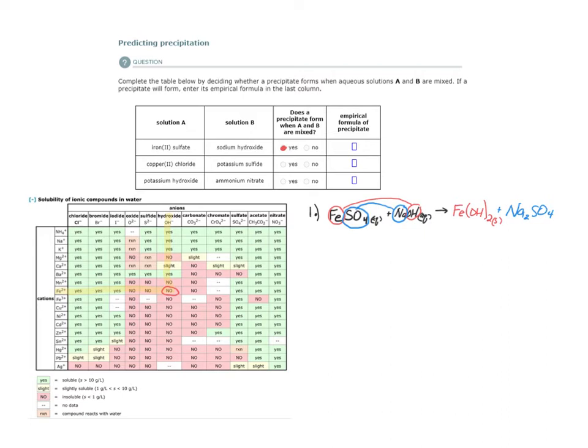What about sodium sulfate? Let's find sodium sulfate in our solubility table. Our cation is sodium, Na. Here it is. Sulfate is our anion. Here's sulfate. So let's go across and down until we find sodium sulfate right there. It is soluble in water. So there I'm going to put aq. So this is our only precipitate, and its empirical formula would be Fe(OH)2.